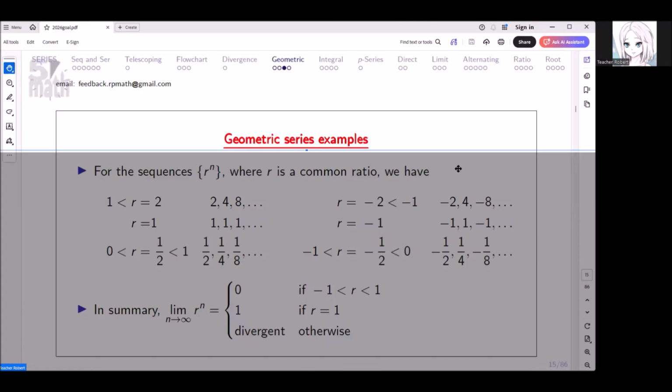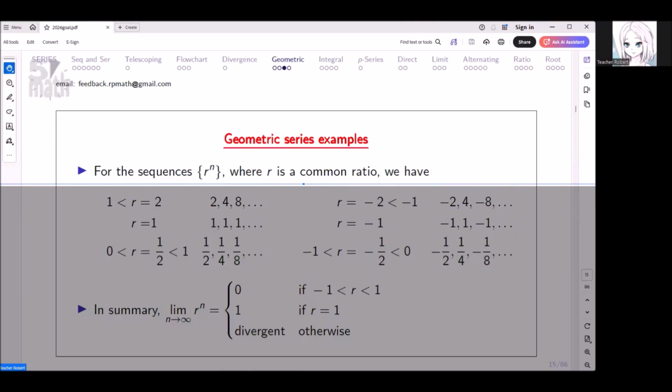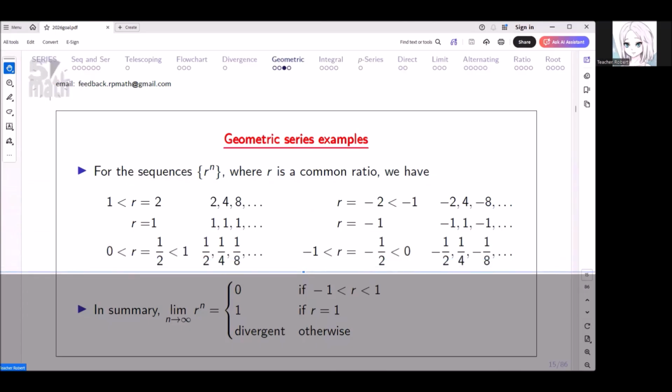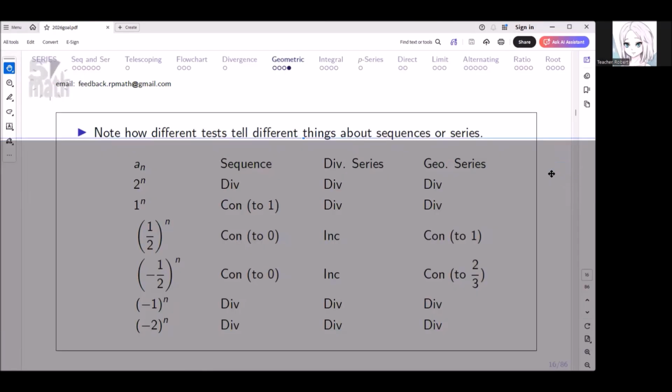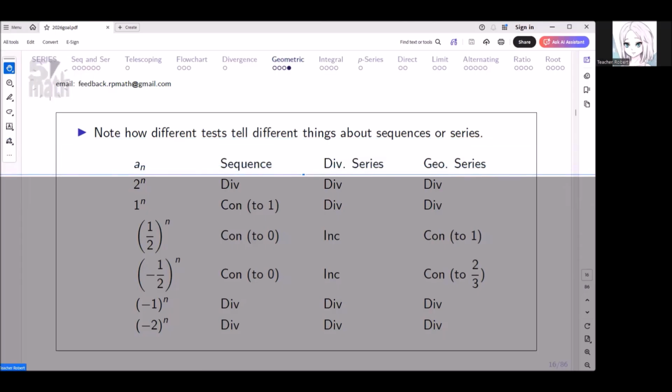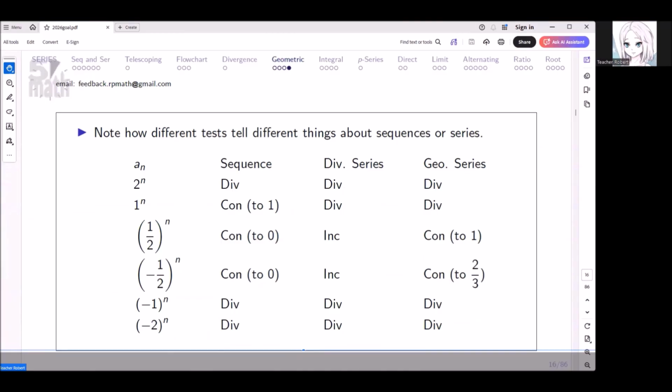Geometric series examples. For the sequences r to the power n, where r is a common ratio, we have the following. In summary, limit n to infinity r to the power n equals 0 if r is greater than -1 and less than 1, 1 if r equals 1, divergent otherwise. Note how different tests tell different things about sequences or series. And we have the following.